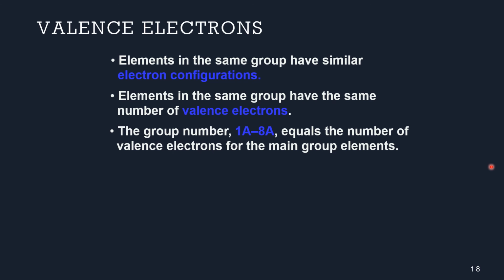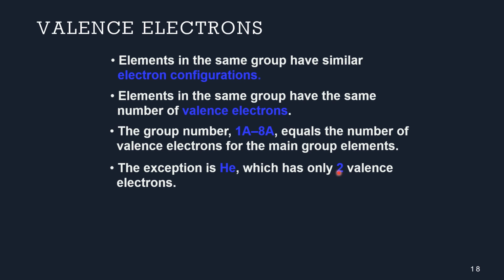So group 1A has 1 valence electron. Group 2A has 2 valence electrons. Group 3A has 3 valence electrons. Group 4A has 4 valence electrons, and so on. So that's kind of a cool and easy way to remember how many valence electrons you have for the A groups. The other ones are a little bit different.